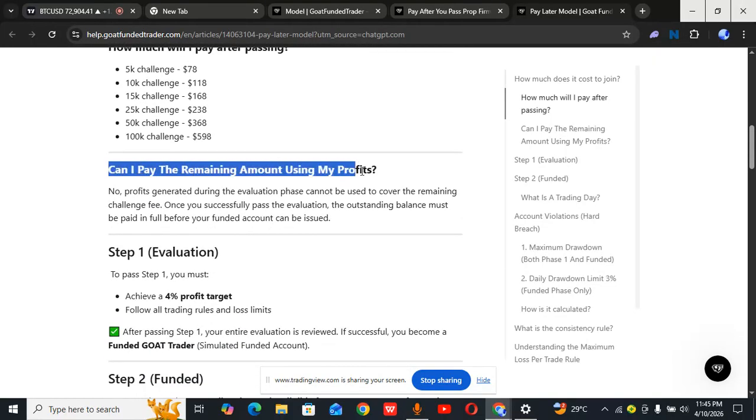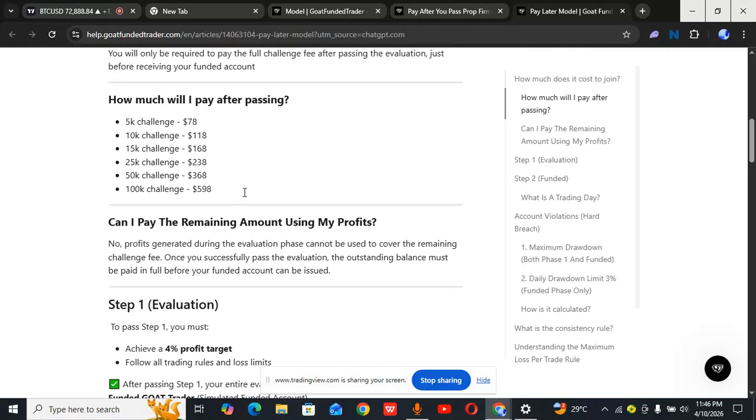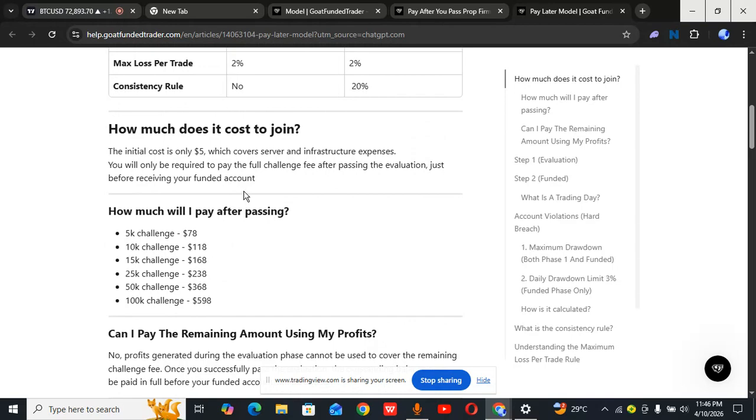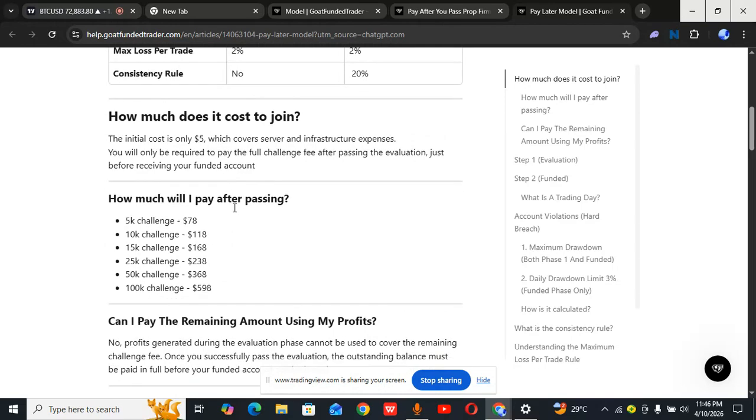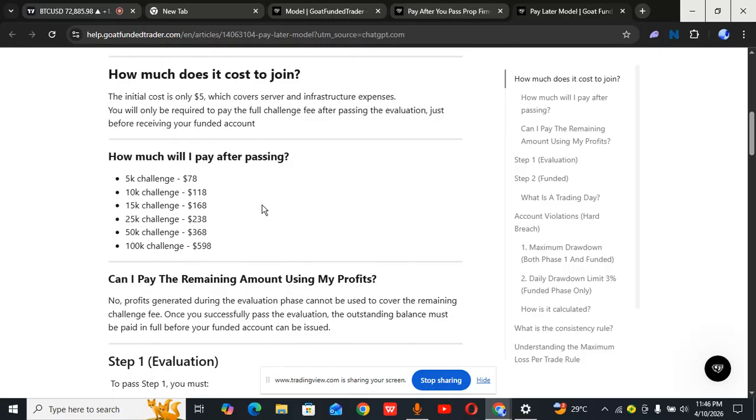Now, can you pay from your profit? Someone actually asked me this in my DM. What if you tell them to give you the account, and they deduct it from your profit? Well, it is not possible. First of all, what you are being given is simulated funds. If you are trading prop firm, you already know what that means. So they're giving you simulated funds. That's number one. Then number two, that is not how it works. It is simply pay after pass. So once you pass, you should pay. It's as simple as that.